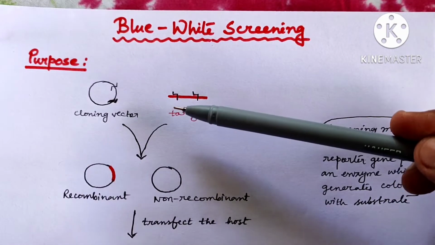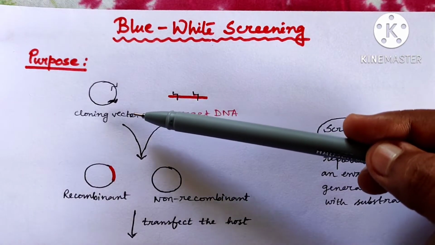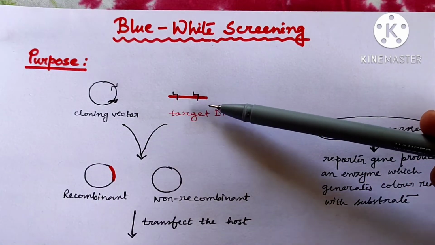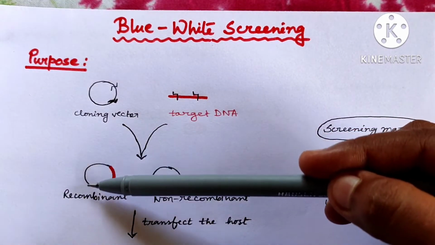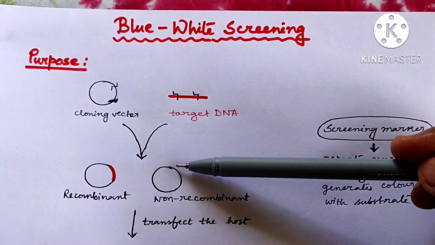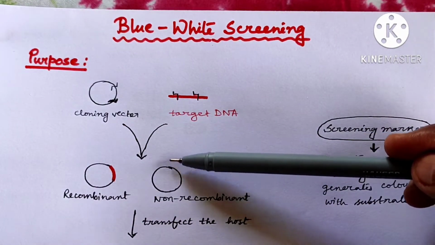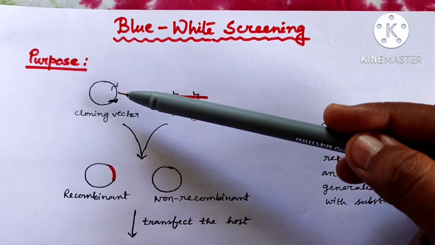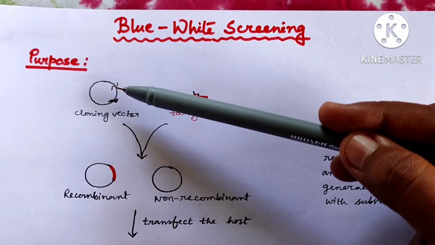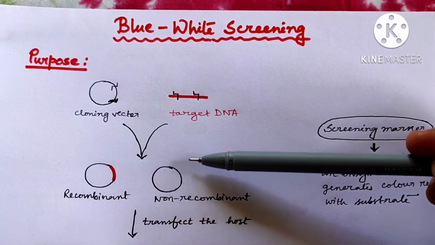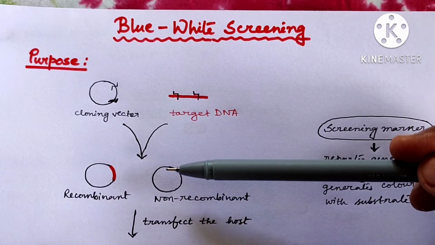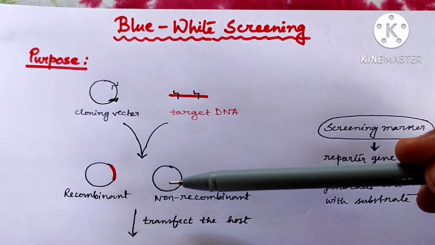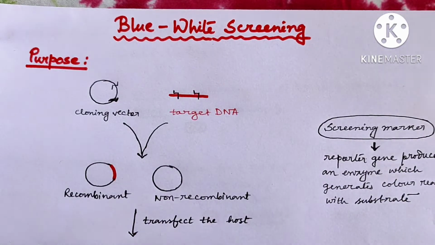Now, two things may happen. Either this cloning vector will incorporate this target DNA and form a recombinant DNA, or it may not incorporate the target DNA and its ends will stick with each other and form a non-recombinant vector. So there will be two things, either recombinant vector or non-recombinant vector.